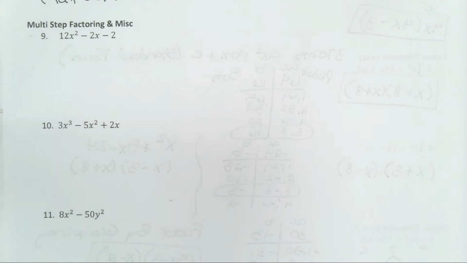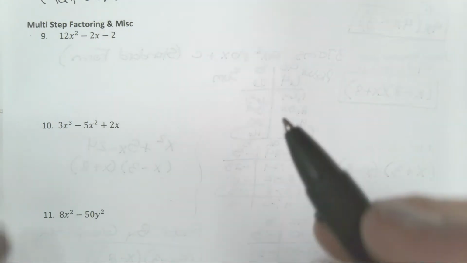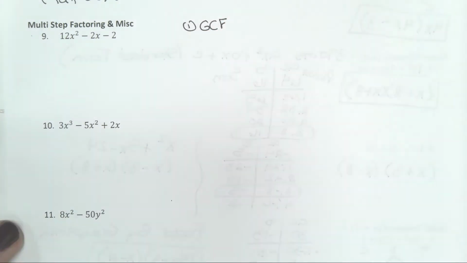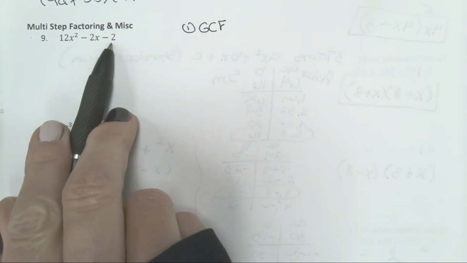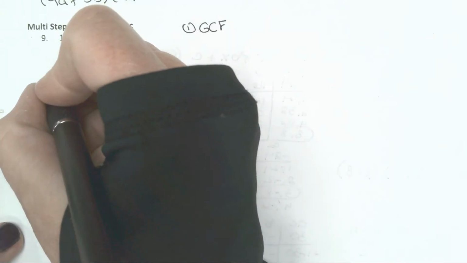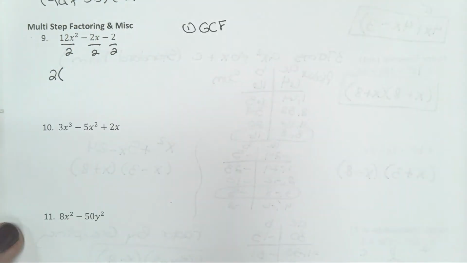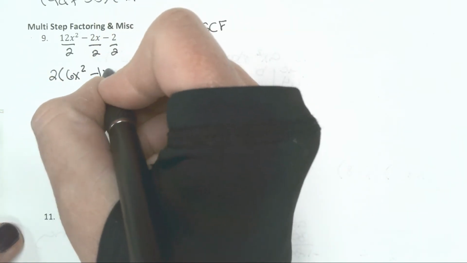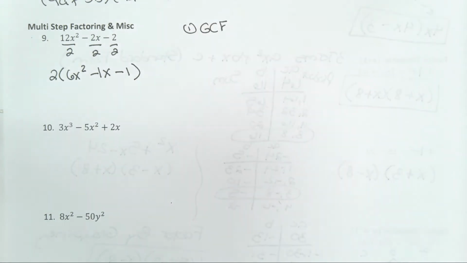We have some multi-step factoring. So many times you will have to factor out the GCF and then do more. So the first thing that you always do is look for a GCF. So in number 9, they're all even terms. So they all have a GCF of 2. So that's your first step. Divide everything by 2. So that becomes 6x squared minus 1x minus 1.